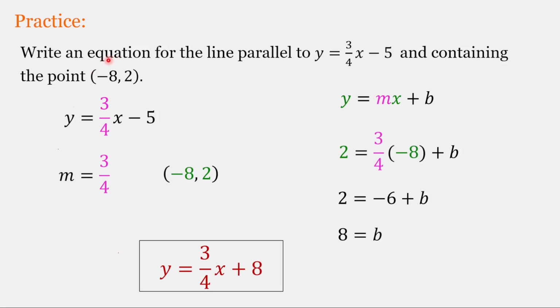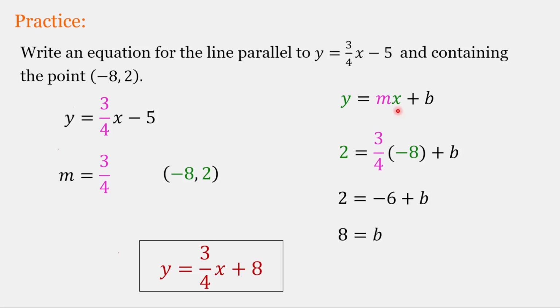For this first problem, we're asked to write an equation for the line parallel to a given line and containing a point. So the given line was y equal to 3/4 x minus 5. It's in slope-intercept form, so we can find that slope. It has a slope of 3/4. And then we have the point negative 8, 2.